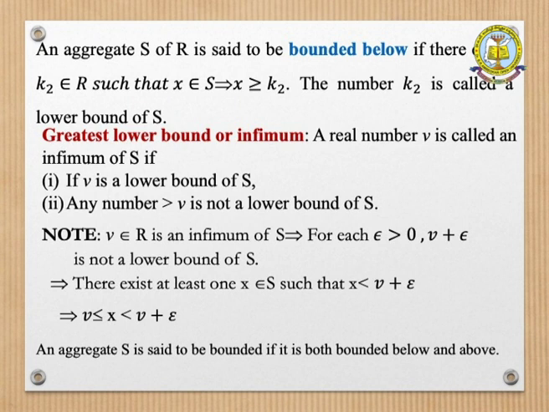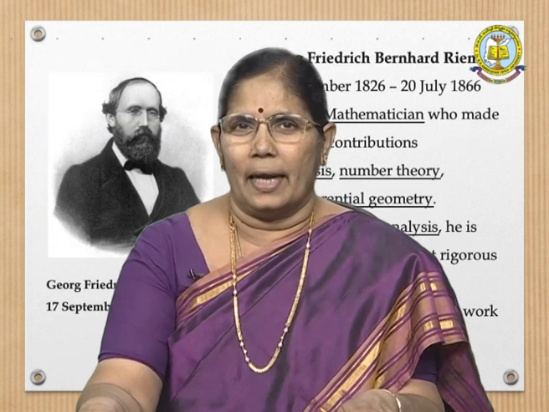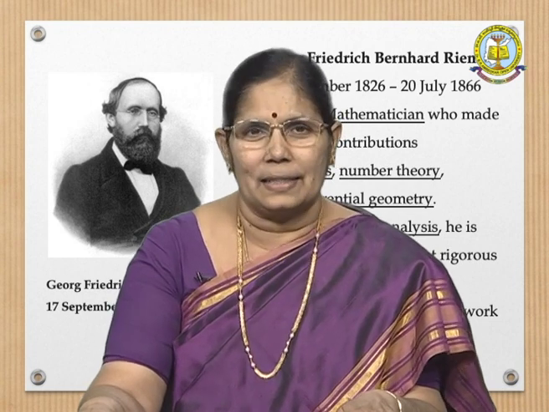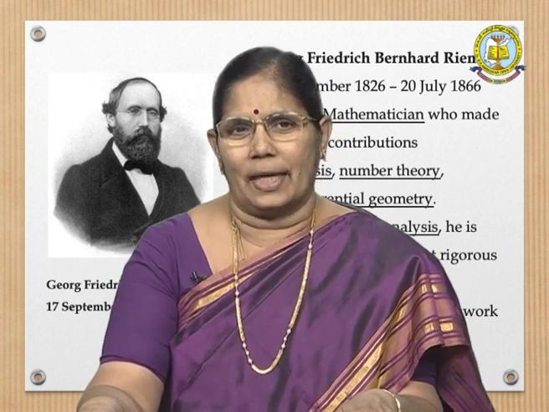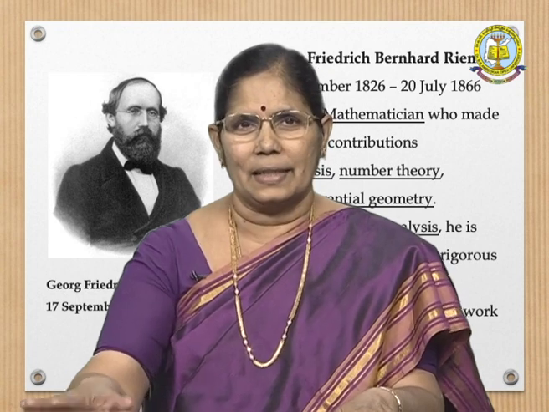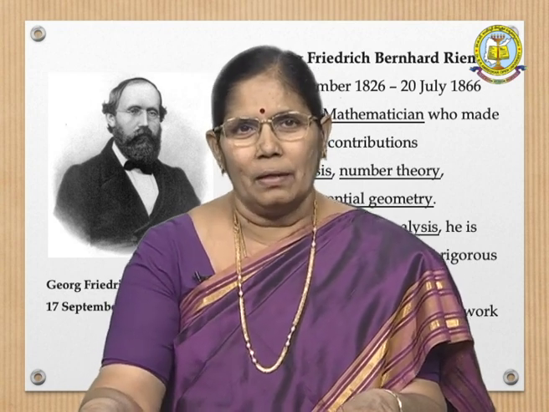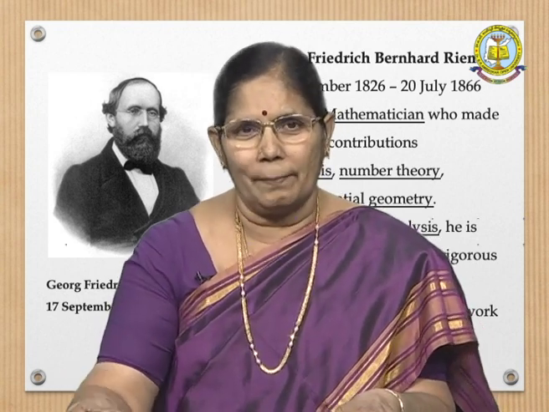We say that an aggregate is bounded if it is both bounded below and bounded above. That means there exist real numbers k1 and k2 such that for every x belongs to S, k2 is less than or equal to x less than or equal to k1. In such a case, we say that S is bounded. Here, what we have to do? Remember two points.